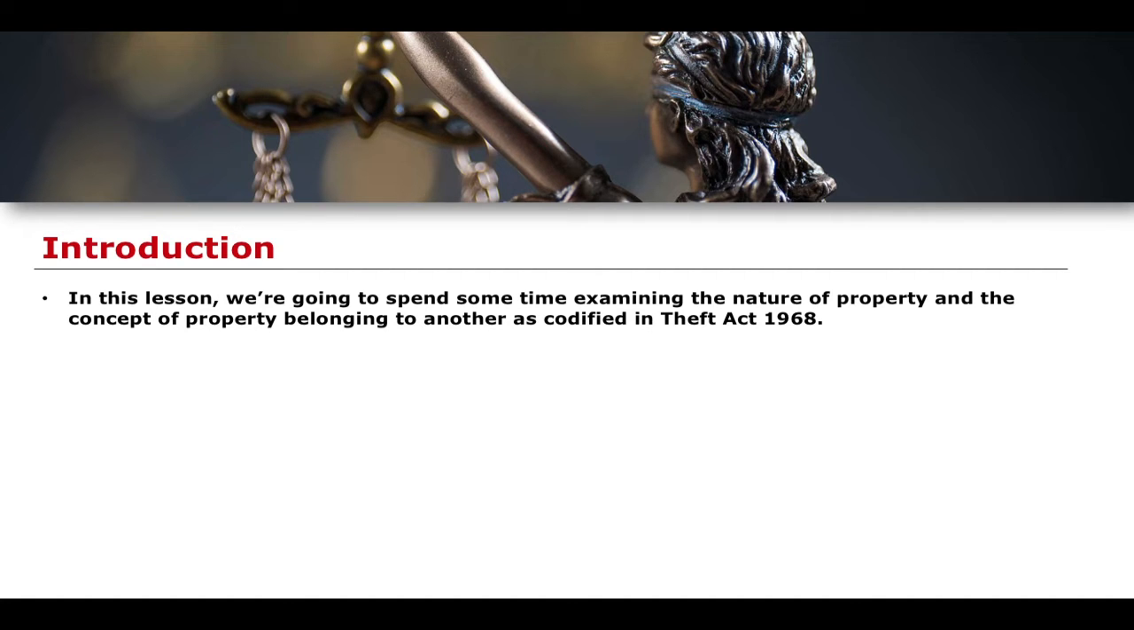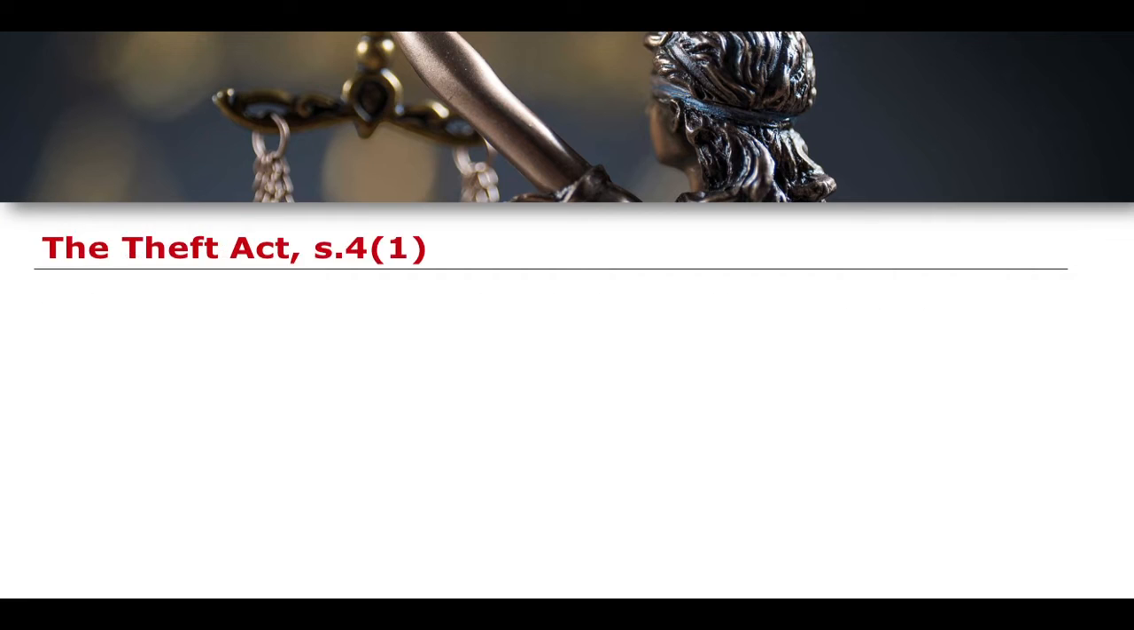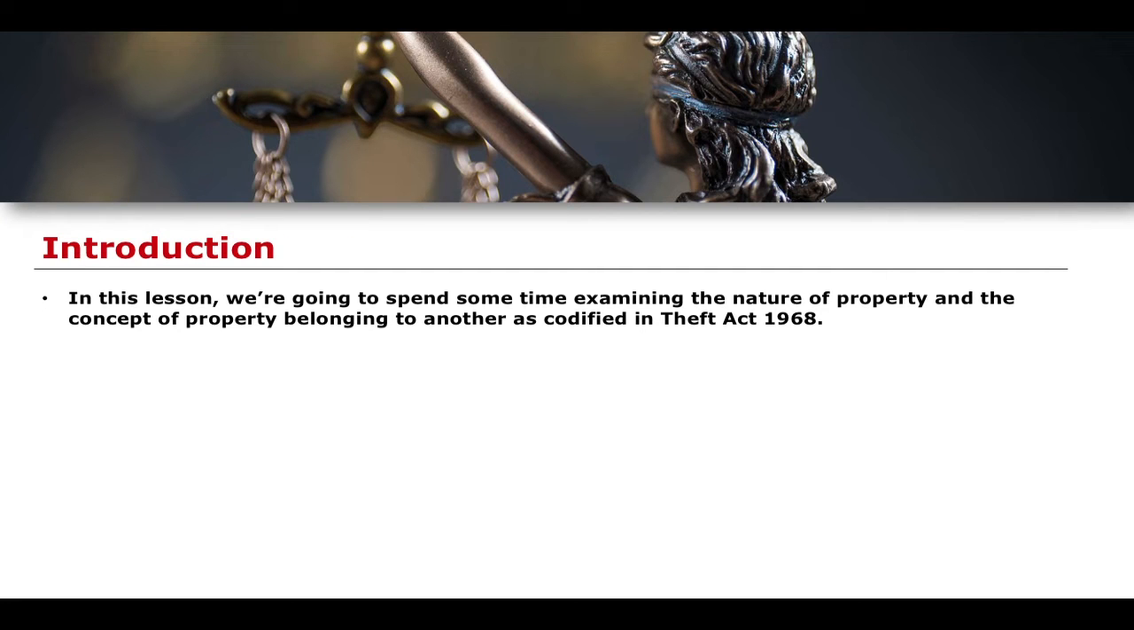We then looked at the idea of appropriation, what it means to appropriate. We talked about the case of Lawrence, where even consent to appropriation actually can still amount to theft, and also the interference of property, which is something that we discussed in the case of Morris. This lesson, as I mentioned, is going to talk about two elements, really. We're going to talk about what we mean by property, and then what we mean by property that belongs to another, which are two elements of the Theft Act's definition. And then finally, the final lesson on theft will talk about the intention to permanently deprive one of their property.